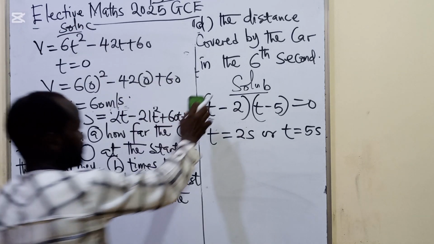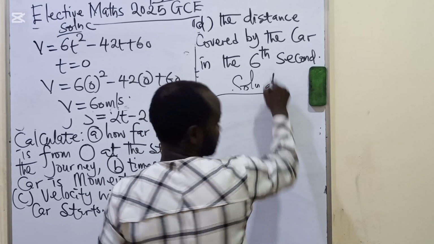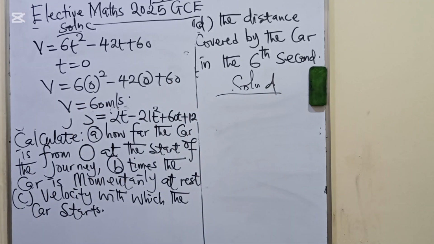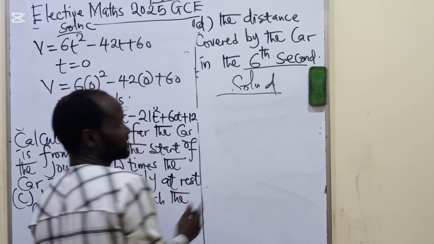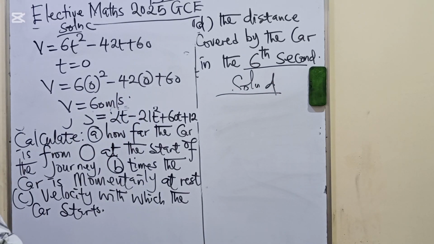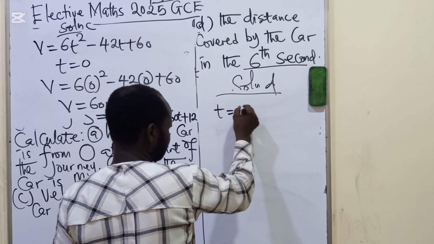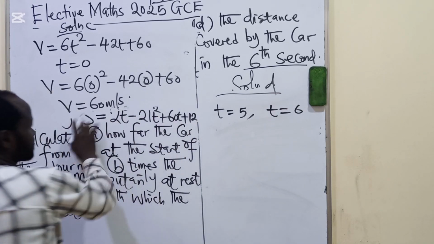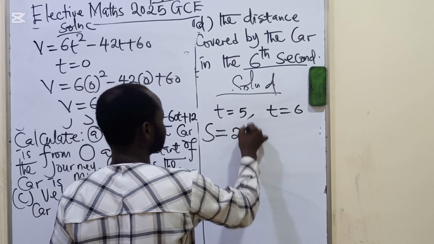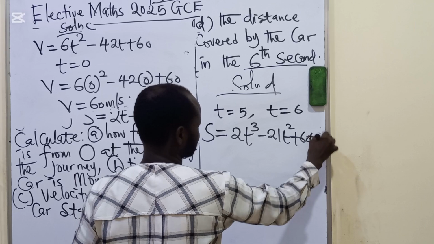The last part now will be solution to D. The distance covered by the car in the 6 seconds. This word 6 seconds is key. 6 seconds means it's not exactly 6. It's between 5 and 6. So we'll look at it when t is 5 and when t is 6. We substitute into the distance s, which is 2t cubed minus 21t squared plus 60t plus 12.